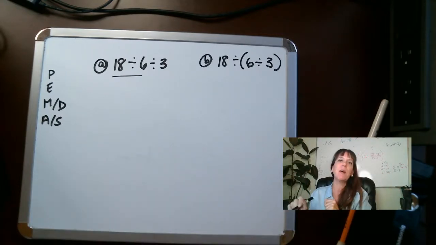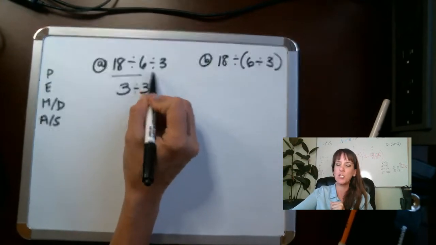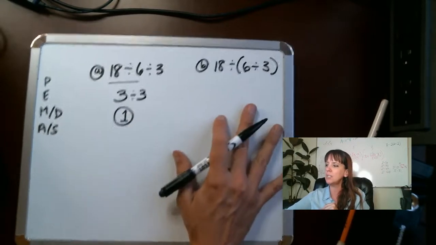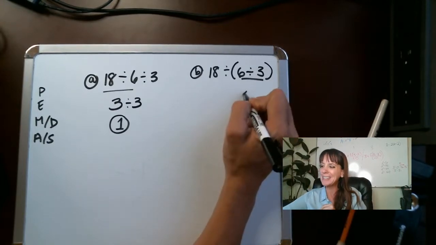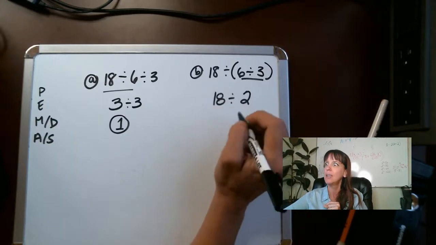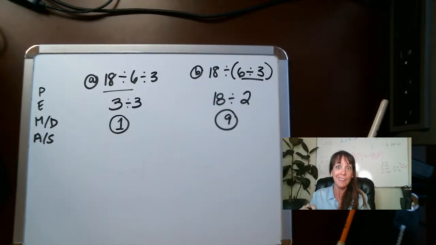All right, 18 divided by 6 is 3. Bring the rest of that garbage down. We get 3 divided by 3, which is 1. Guys, move on to the next one. We have 6 divided by 3 here. That is 2. Bring the rest of that garbage down. 18 divided by 2 is 9. Look at that role those parentheses play in this.